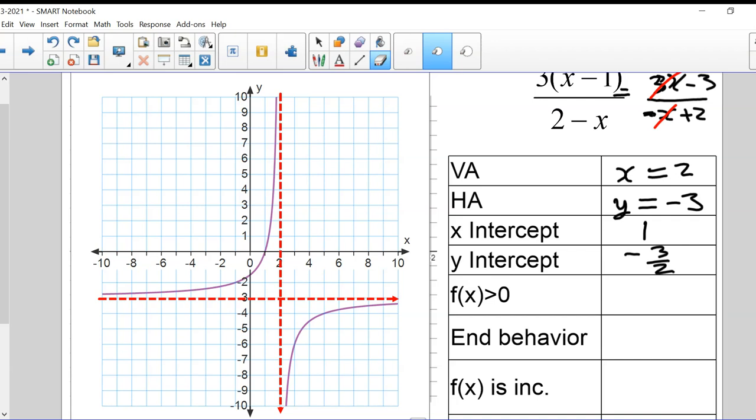So don't give an answer like 6 or 7 or 9 or 52, because greater than 0 is probably going to be an interval. So it's going to be from this point to that point. Okay, so Emily says from 1 to infinity.